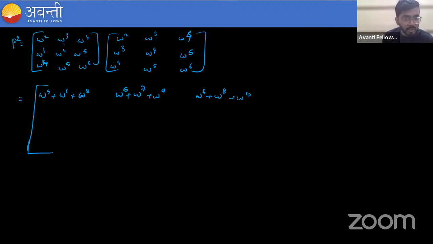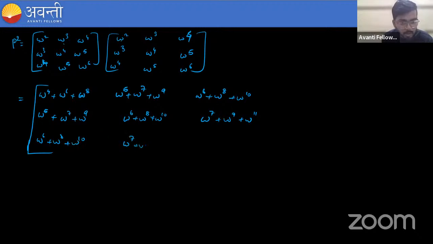Similarly, second row into first column will become omega power 5 plus omega power 7 plus omega power 9. Second row into second column is omega power 6 plus omega power 8 plus omega power 10. So you can see the pattern repeating, right? Third row into third column is omega power 7 plus omega power 9 plus omega power 11. Now the third row of this matrix will become omega power 6 plus omega power 8 plus omega power 10, and so on. So we have got this matrix.